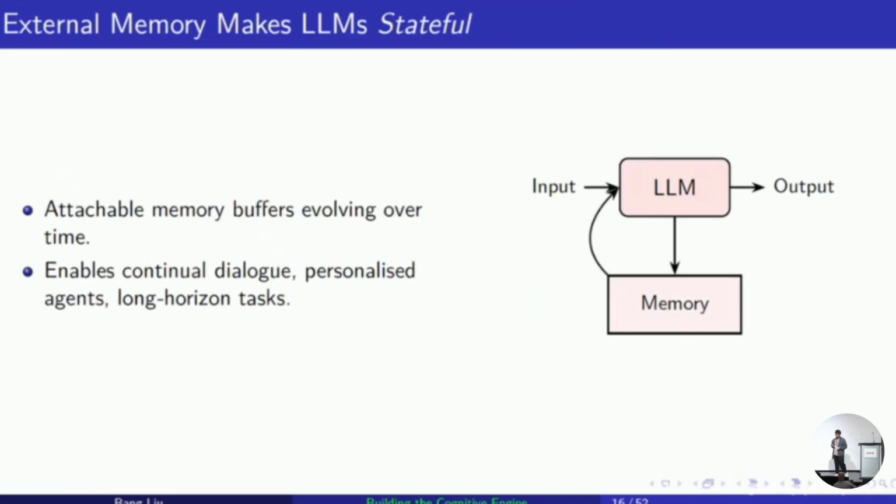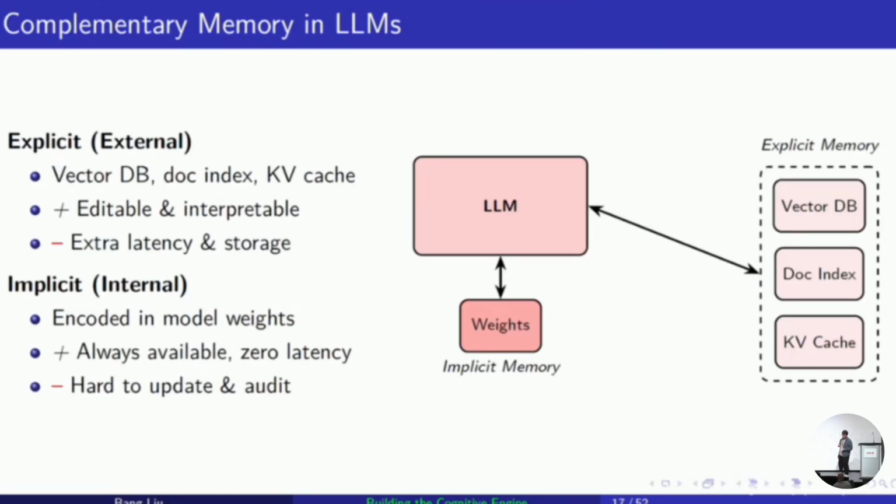So usually, people connect an LLM with some kind of storage. We call it memory: attachable memory buffers evolving over time. It enables continuous dialogue, personalized agents, and long-horizon tasks. So how is memory defined? Usually you have two typical ways. One is some kind of explicit storage.